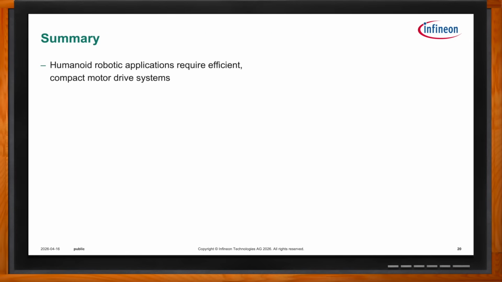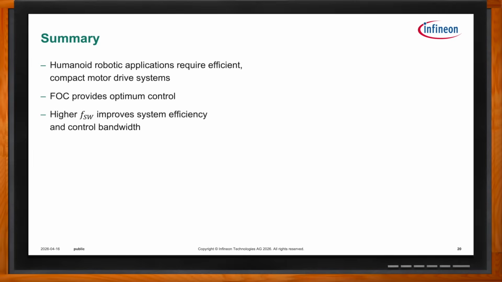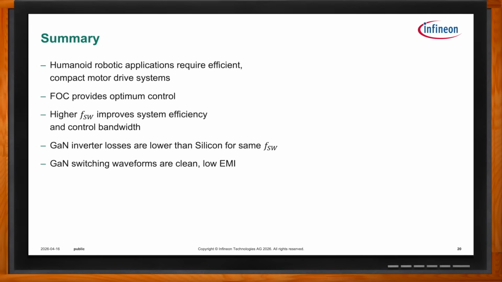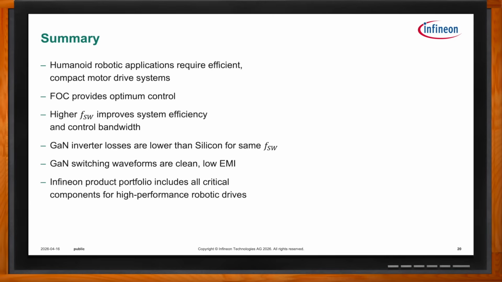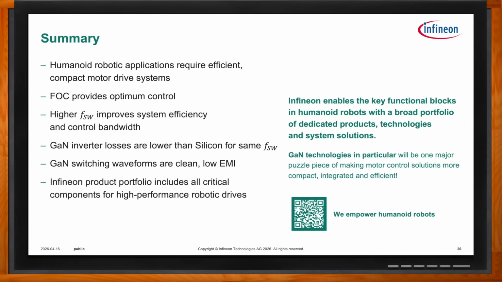Well, I think we've seen these humanoid robots have very specific requirements. They need to be efficient and compact in order to fit the form factor and have a reasonable battery runtime. And using the combination of field-oriented control, higher switching frequency, and the GaN inverter, we can provide really exceptional performance, clean switching waveforms, low EMI, smooth torque, better than we can with silicon, especially at the same switching frequency.